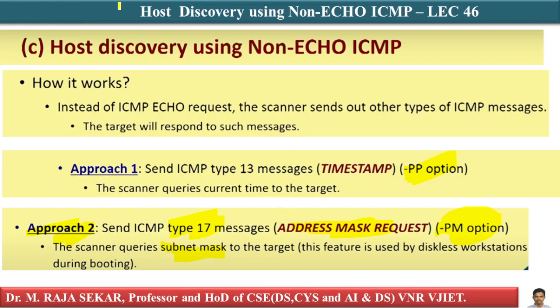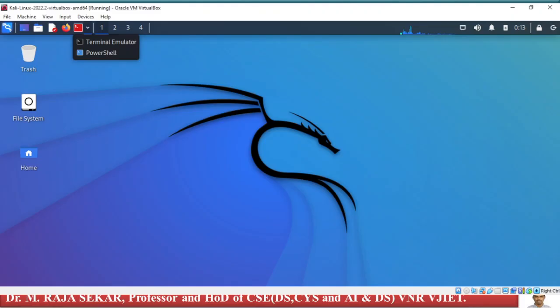So let us perform an ICMP non-echo sweep operation for detecting live hosts. The initial procedures are the same. We already discussed, isn't it? Same means what? We have to turn on the systems available in VirtualBox. Which systems are available? First one is Kali Linux. Second one is the Metasploitable 2 machine. You have to turn on these 2 machines, and note down the IP addresses of these 2 machines. I am turning them on.